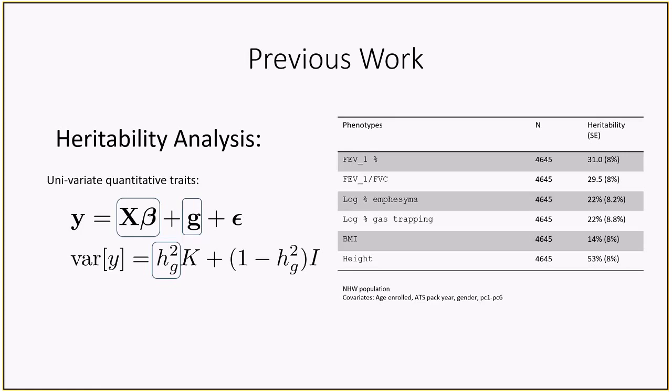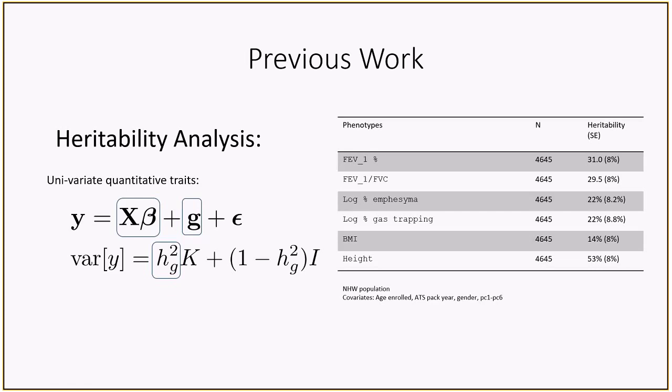And just to give you a rough idea of whether 31% is high or low, I'm showing you here height, something that we know is heritable. Height is around 53% heritable. So 31% is not low. I would say it's highly heritable. And there are also twin studies that show even higher heritability.